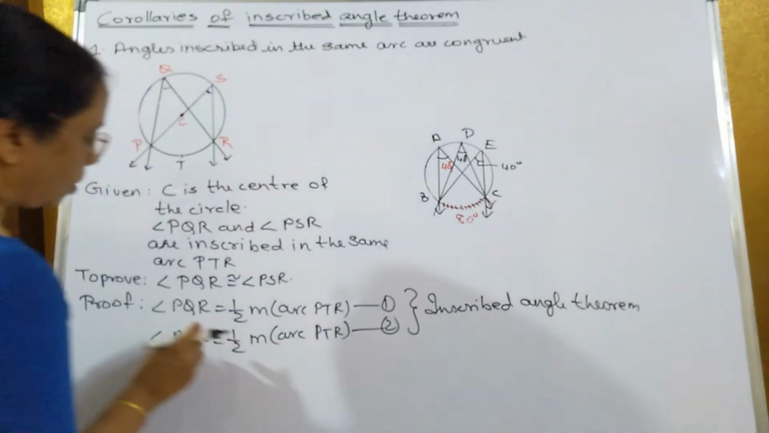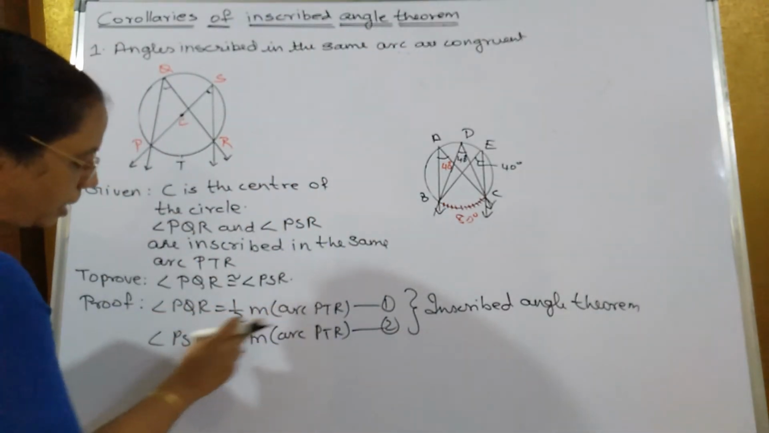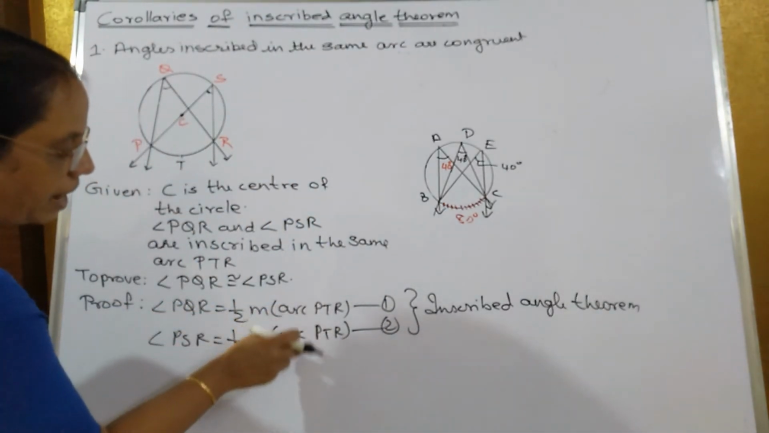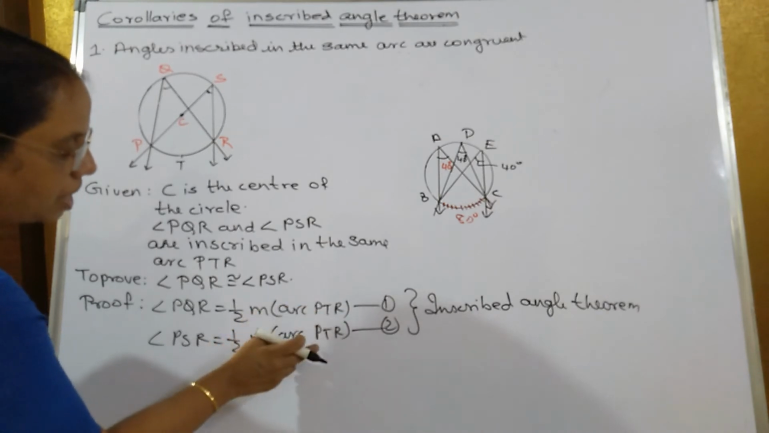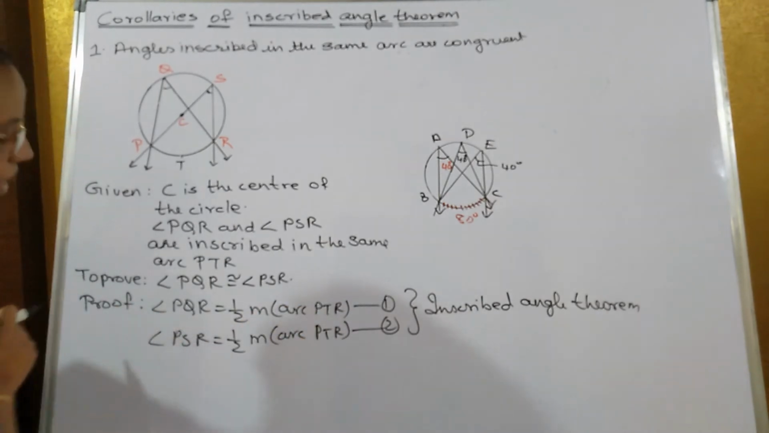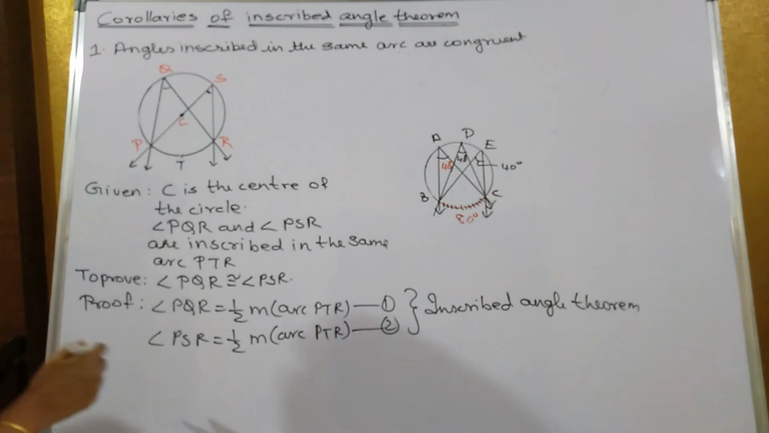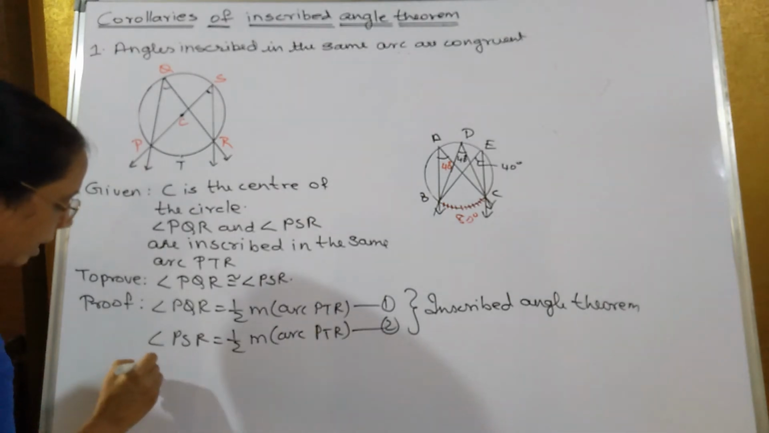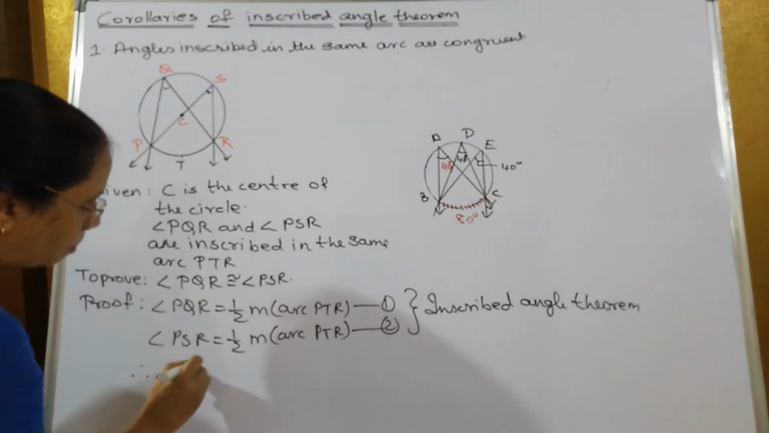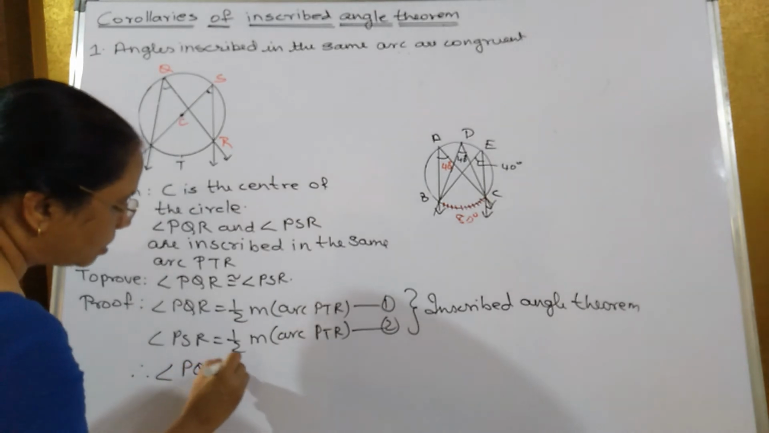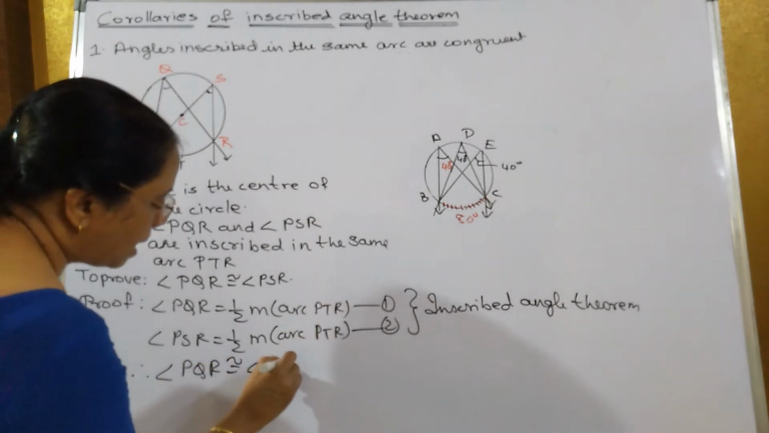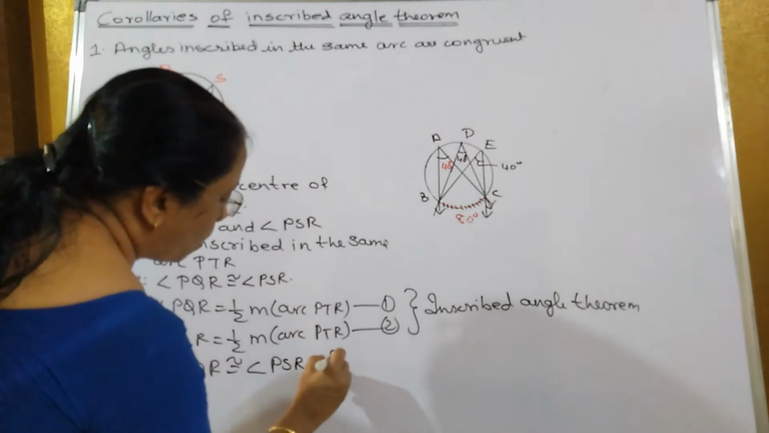Now this angle is equal to this PTR, this angle is also equal to PTR. The right hand side is both the same, PTR. So naturally the left hand side also will become equal. So from 1 and 2 we will get, therefore angle PQR is congruent to angle PSR from 1 and 2.